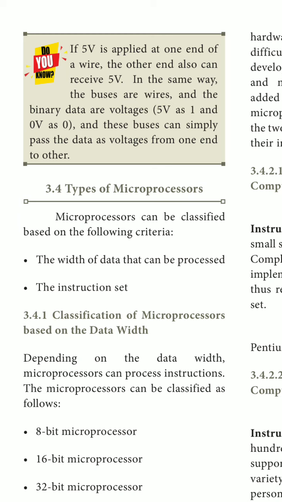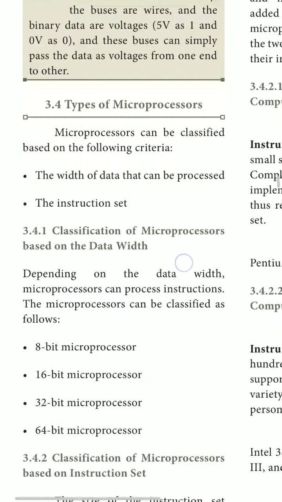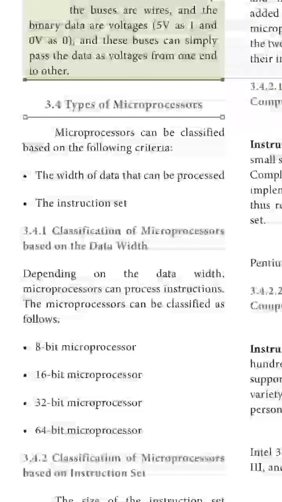At one end of the bus they will be applying 5 voltage current. So if we receive 5 voltage at another end, then it is considered as 1. If no voltage is received, then it is considered as 0. So by this way, all of the communication is being done inside the computer. So first of all, we are going to see the types of microprocessor.